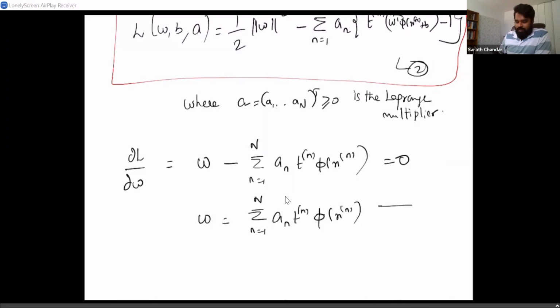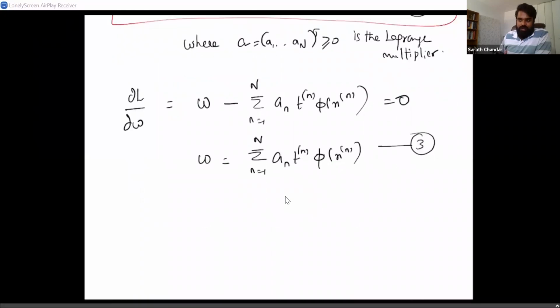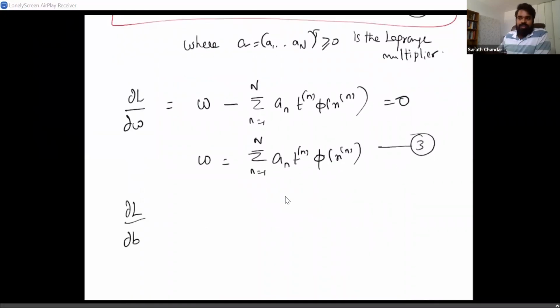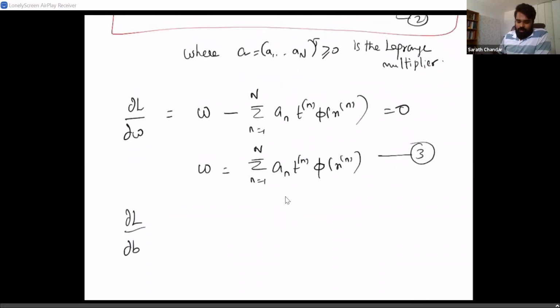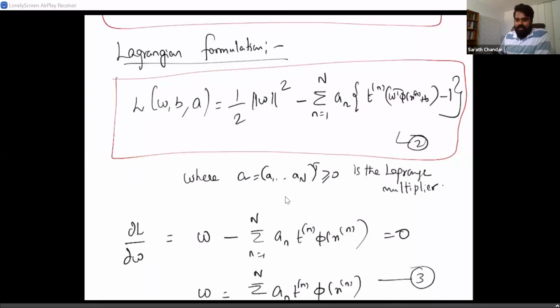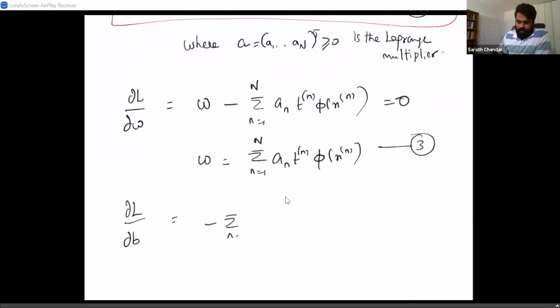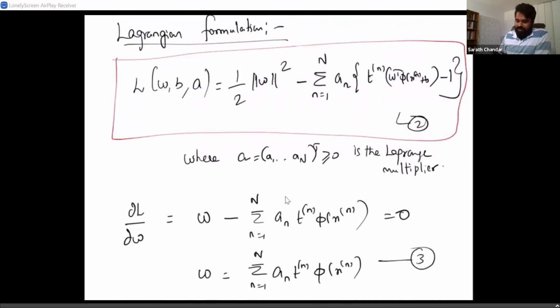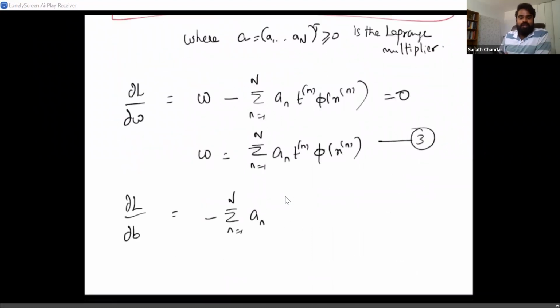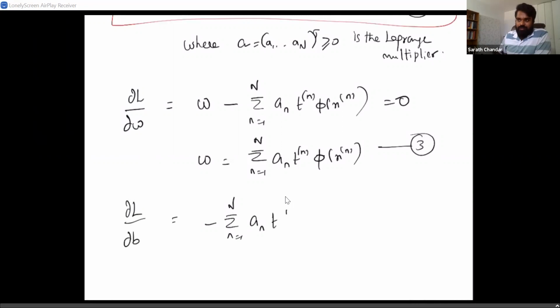Is that clear? So let's just call this equation 3. Similarly, I could also compute ∂L/∂b. Now, what is ∂L/∂b? The first term doesn't have b. It's only the second term which has b. So this is basically minus summation over n equal to 1 to capital N, a_n times t_n times b. When you differentiate a_n t_n b, it just becomes a_n t_n equal to 0. Or in other words, summation over n equal to 1 to capital N, a_n t_n is equal to 0. Let's call this equation 4.